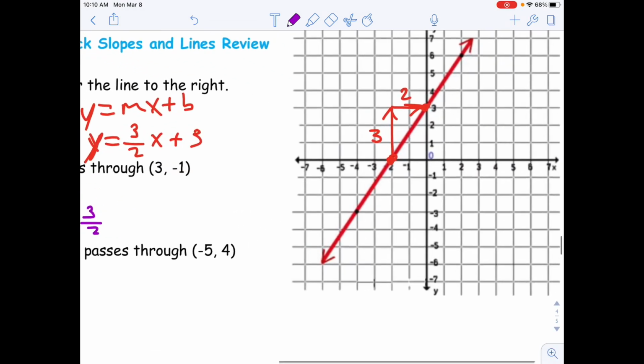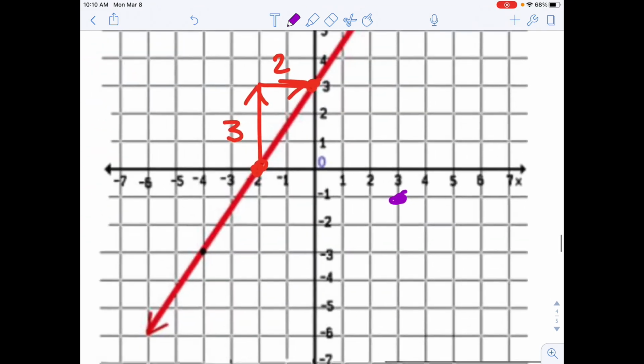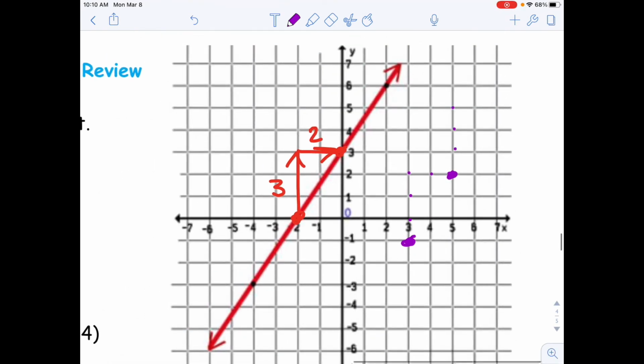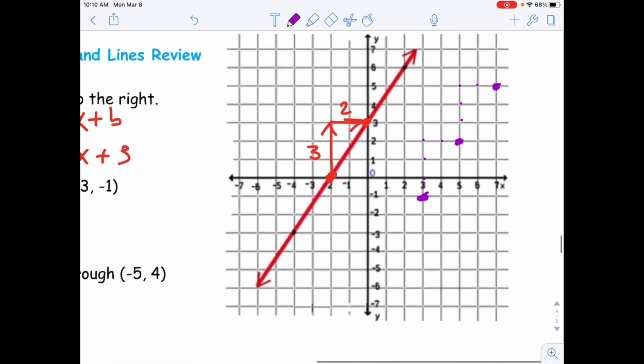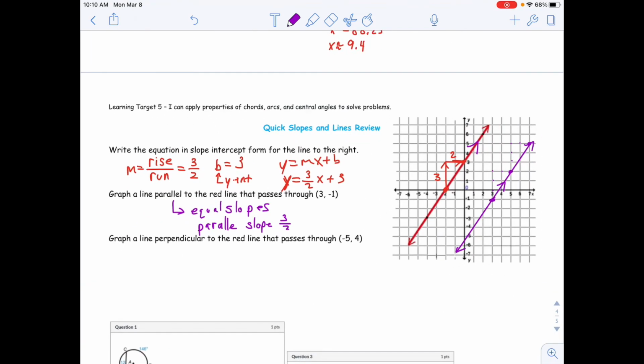So 3, -1 is that point right here. Right 3, down 1. And then I'm just going to do a slope of 3 over 2. 1, 2, 3, 1, 2. Let me do a couple points. 1, 2, 3, 1, 2. And boom, these two lines are, in fact, parallel. They will never meet.